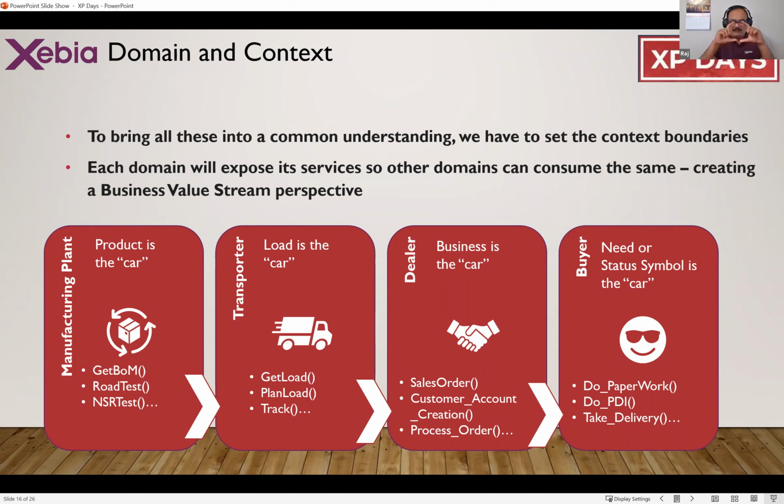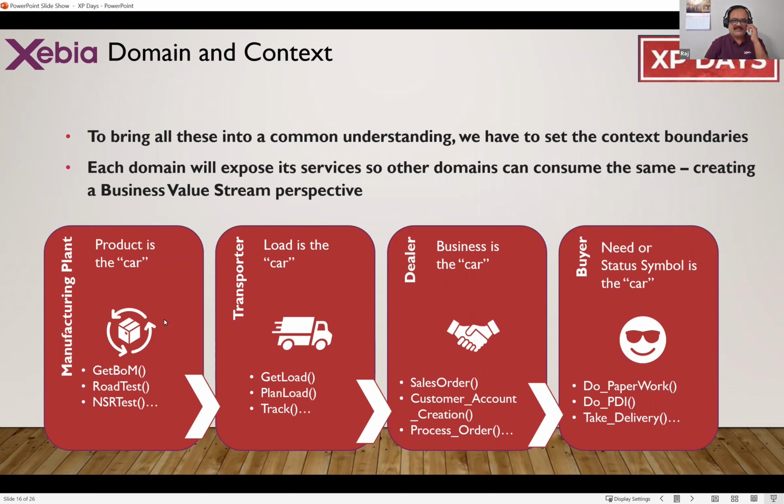What each bounded context will do is expose its services so that other domains can consume. For example, for the transporter to load the car, they should know how many vehicles they need to load in this trip. Where do they get that information from? They look at the manufacturing plant. The manufacturing plant will create a service which tells this is the load, this many vehicles you have to take in this load.